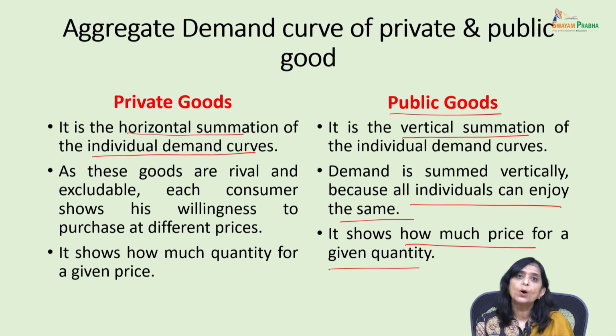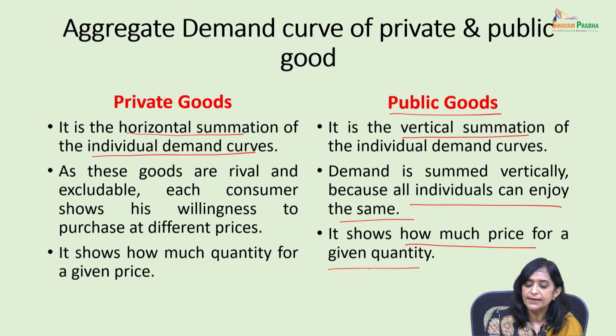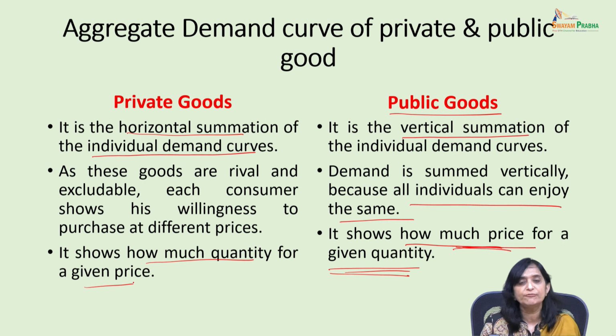That is, since the quantity is given to us, for this quantity I am willing to pay this price, says person A. Person B says, for this quantity I am willing to pay a different price. So it is not the price in this case; we are determining that if the quantity is given, how much price they will be willing to pay. Whereas in case of private goods, we had said how much quantity for a given price. Therefore, the derivation of the aggregate demand curve in case of private goods and public goods is different.